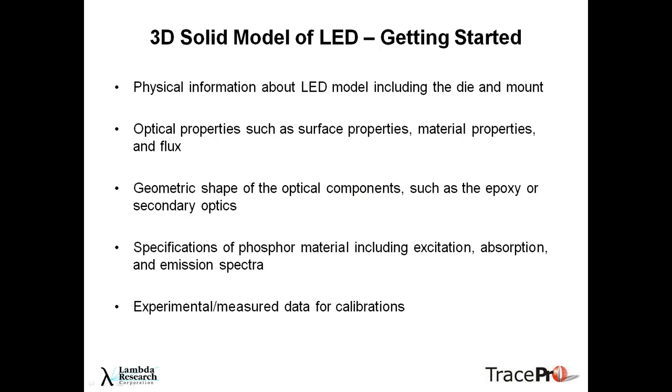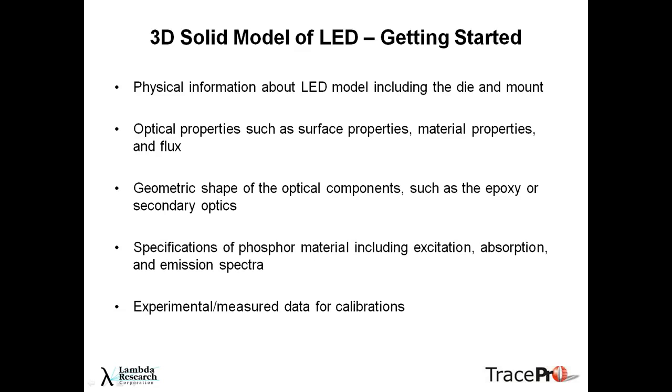So the last source type we'll talk about is creating a full 3D solid model of the LED. So we're going to build the LED from the ground up. What do we need to get started? Well, first we need the physical information about the LED, including the die and the mount. We want to find out the optical properties, such as surface properties, material properties, and the flux, the output of the LED.